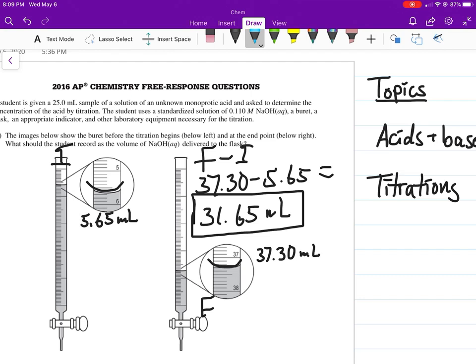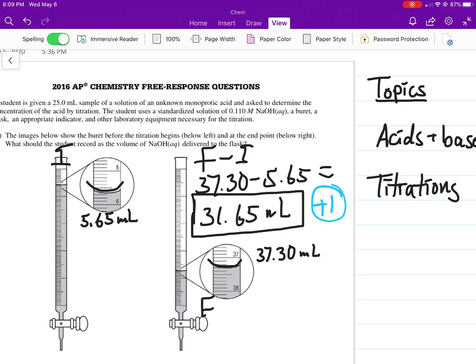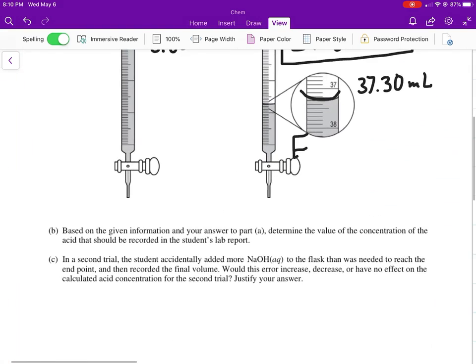So if you have the final measurement correct, you'll get 1 point for this part. Part B says, based on the given information in your answer to part A, determine the value of the concentration of the acid that should be recorded in the student's lab report.